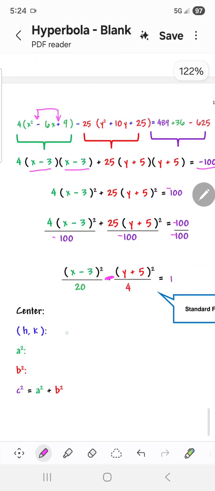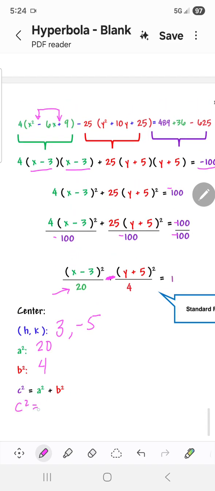We can actually go ahead and figure out h and k. It looks like it's going to be a 3 and a negative 5. A lives under the x, right? Be mindful of that. A lives under the x. So a squared is 20, and b squared is 4. So the value of c squared, to finish this one out, is going to be 20 plus 4. c squared is going to be 24. And if you wanted the value of c, take the square root of 24, and that's going to give you roughly 4.9.